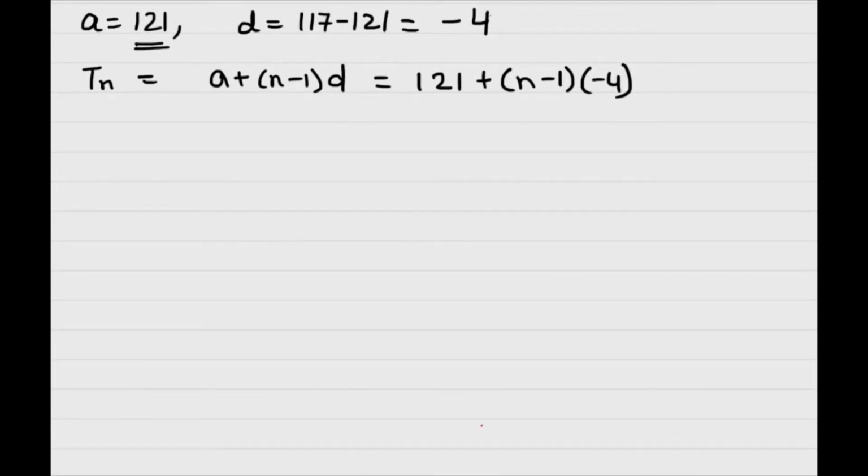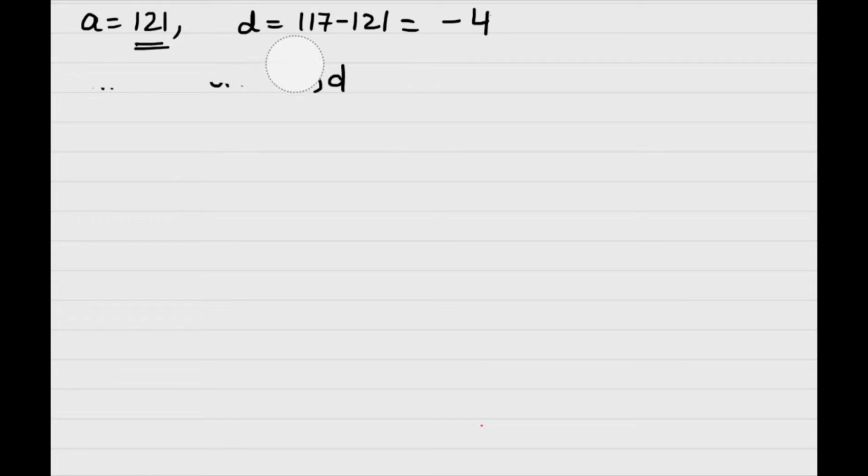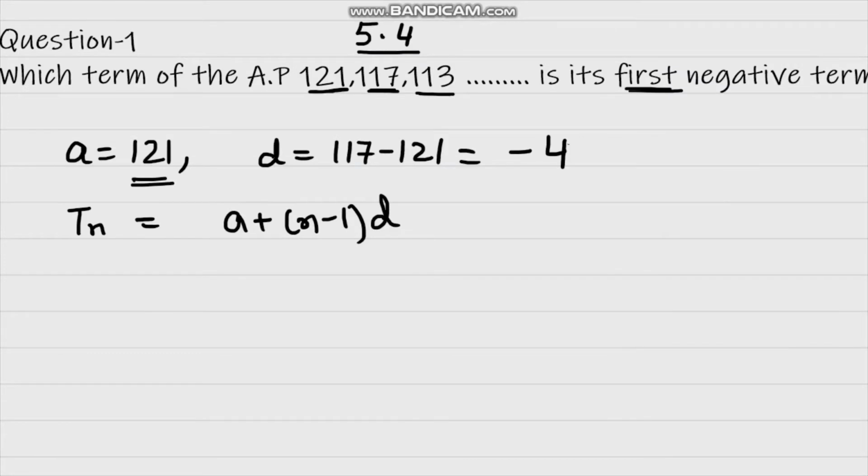Now see, 32nd term, how will you find? Now children, see here we have 121. A is equal to 121 plus. Now what is your n? How much did you get? N equal to 32. So 32 minus 1. And what is your d? D is equal to minus 4.